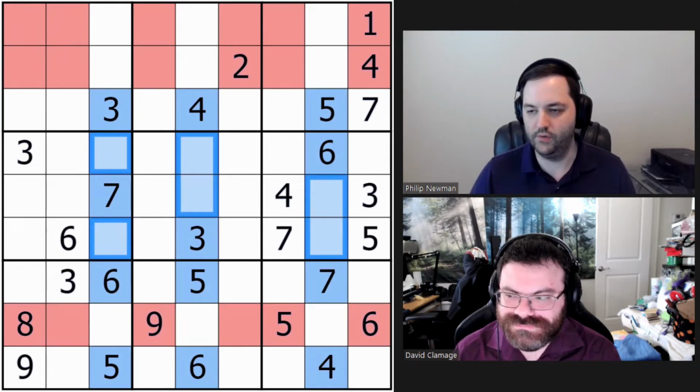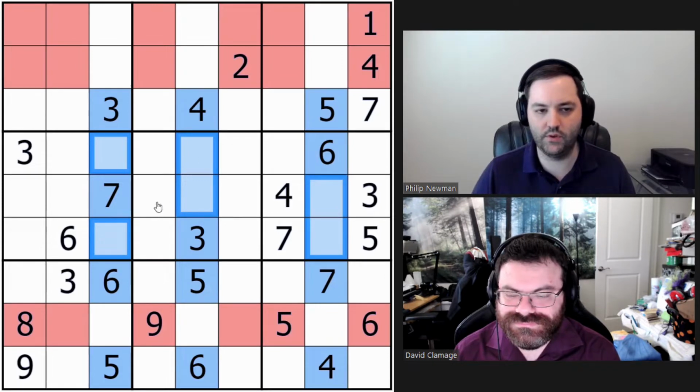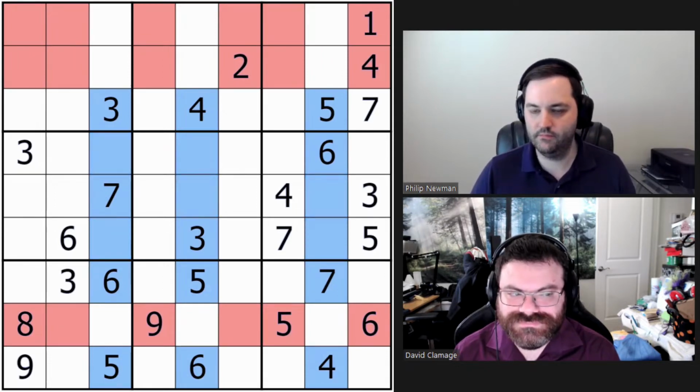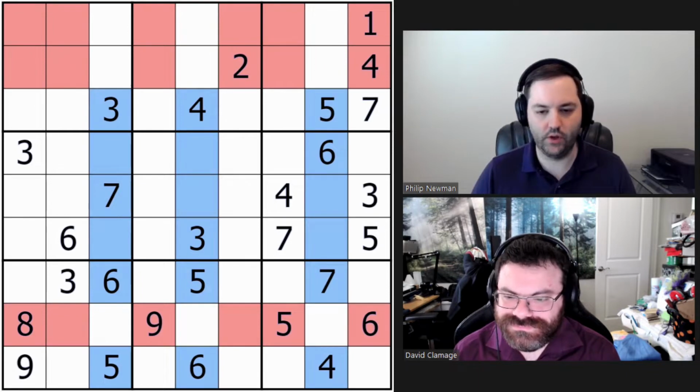So we've got 2 degrees of freedom. We could have 5 or 6 digits from 1, 2, 8, 9 in those blue cells. Or we could just have 4 and somewhere else there's 3, 4, 5, 6, 7 in the blue cells. So we can't get anywhere directly with this set. Okay, so what can we do instead?